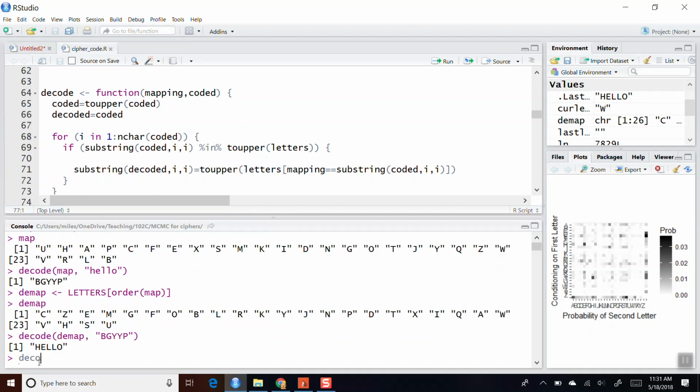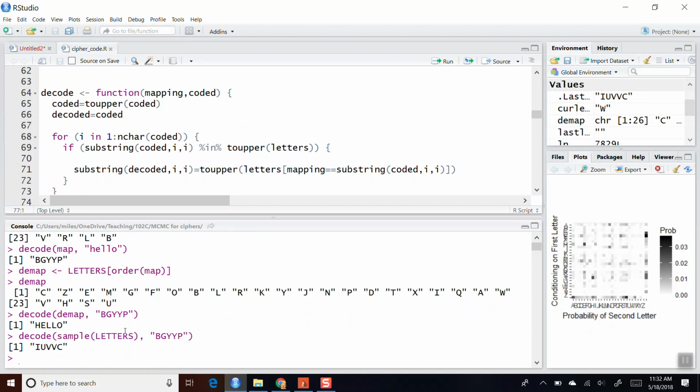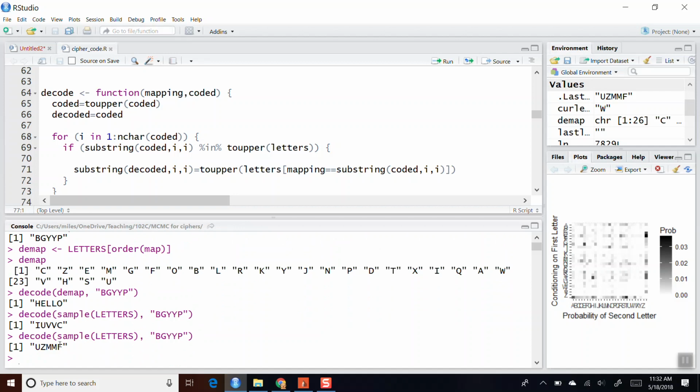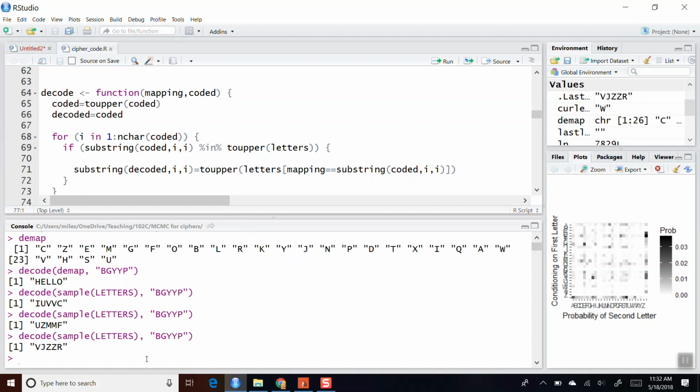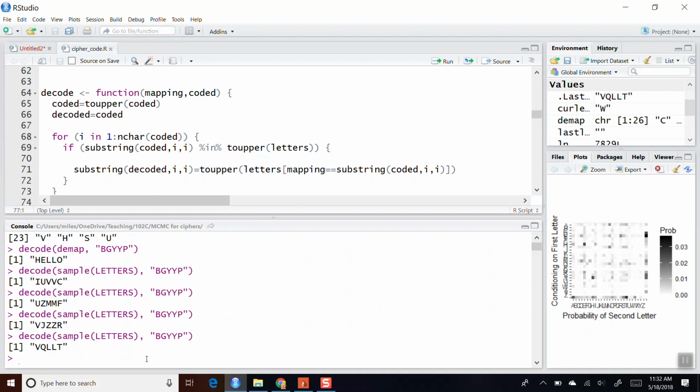But most likely, when I decode, if I don't know the mapping, it's just going to be another string of letters. So I'm going to have BGYYP, okay? And when you try to decode it, you get IUVVC, and we'd say, well, that doesn't look right. And I could say, well, let's try another one. This would be like pure random, uniform sampling. We're just going to propose one random thing and see, and then say, is this right? No, that's not right. Is this right? No, that's not right, okay?